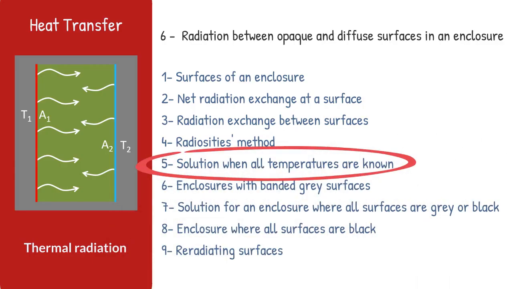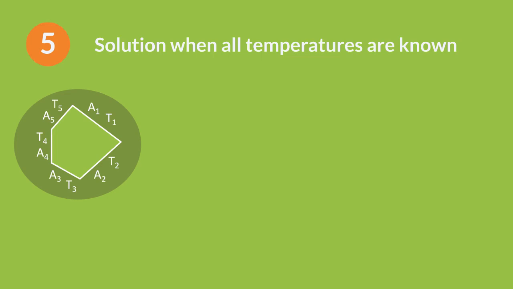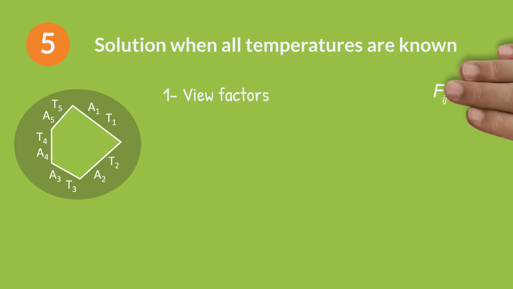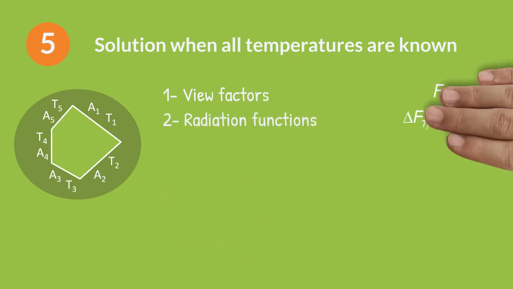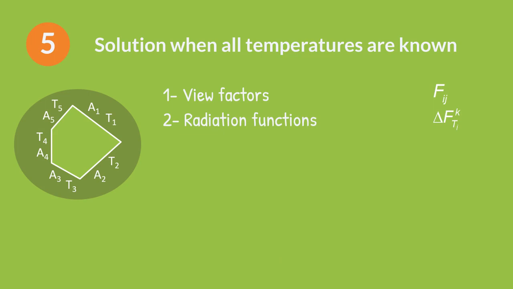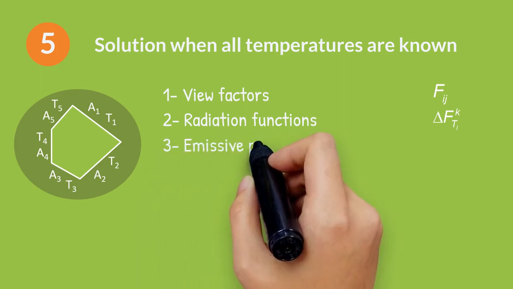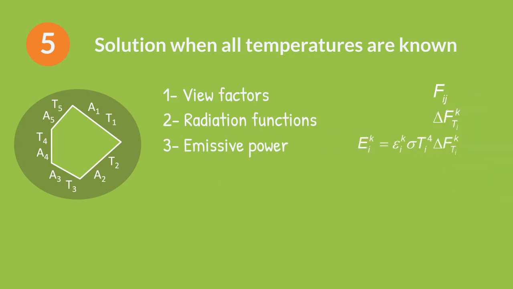Solution when all temperatures are known. Let's start for the case when all surfaces' temperature are known. We first find the view factors between all surfaces. We calculate the radiation functions for each temperature and each band of the spectrum. If all surfaces in the enclosure are gray or black, we can skip this step. We calculate the emissive power for all surfaces.